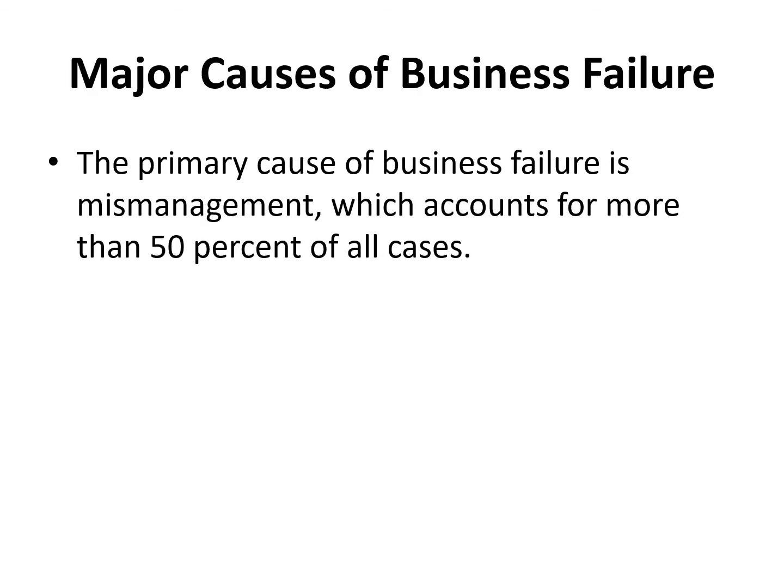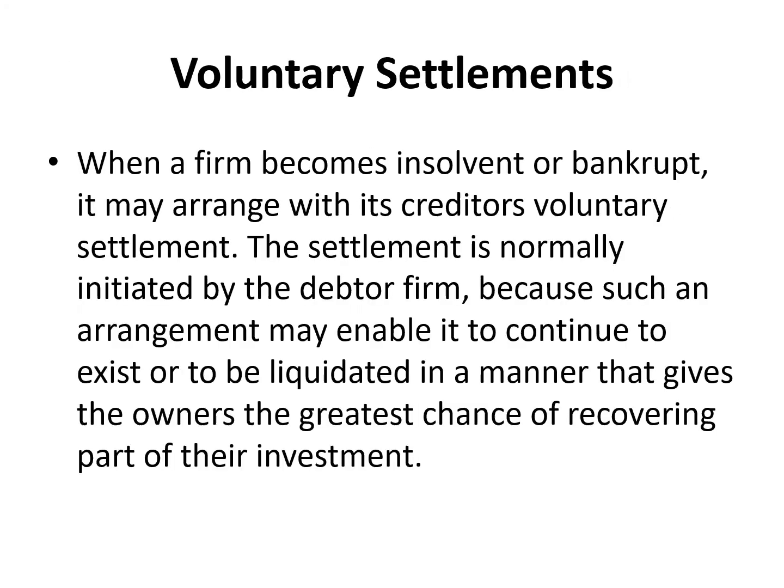What about the major causes of business failure? The primary cause of business failure is mismanagement, which accounts for more than 50% of all cases. So if we have a strong management, we cannot have a business failure. But if we have a weak management, this means that we are going to fail, because mismanagement is the most primary cause of business failure for each company.